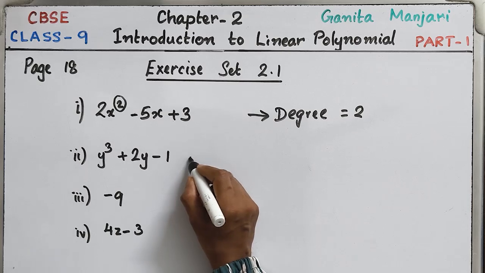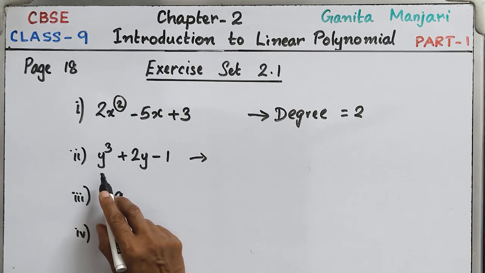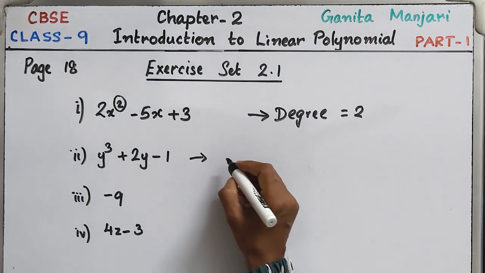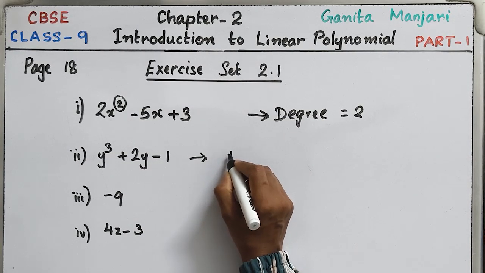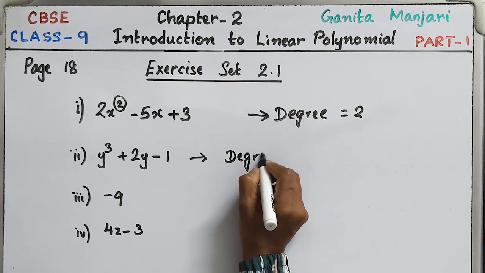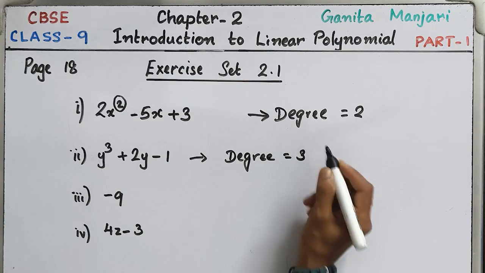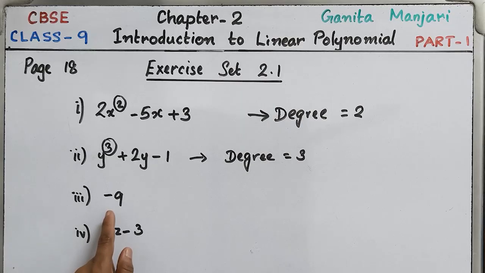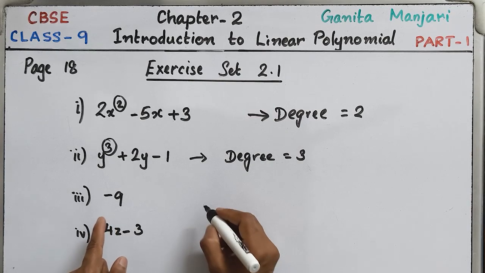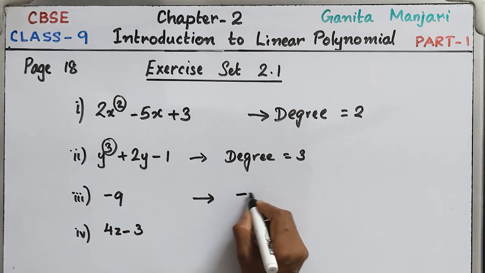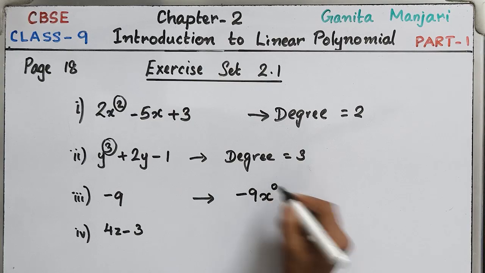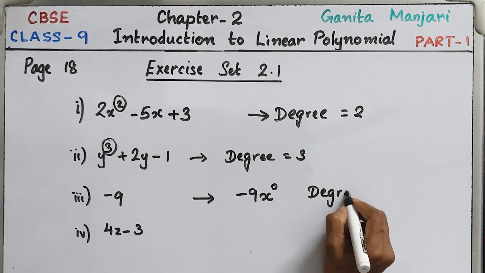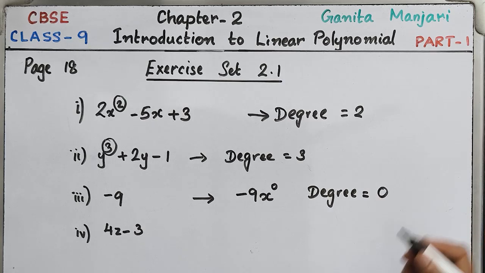Now second case, y cube plus 2y minus 1. Y square term is missing. And the highest power is the degree of the polynomial. So degree equal to 3. Here the third question is minus 9. Minus 9 means minus 9x raised to 0. So what's the degree? Degree of this polynomial is equal to 0.